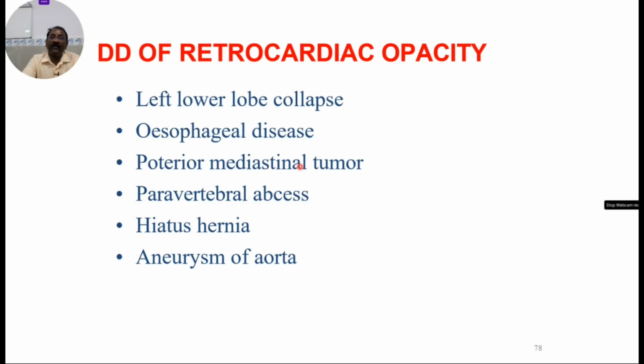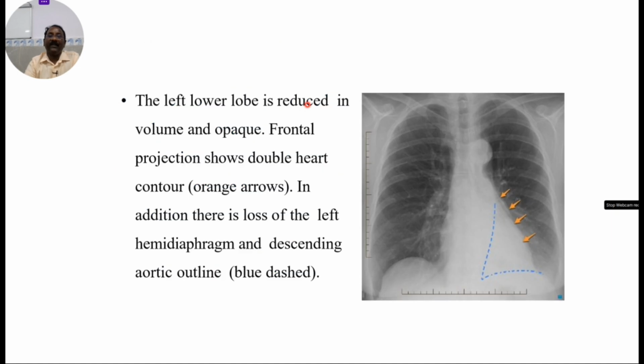So retrocardiac opacities, DDs: left lower lobe collapse, esophageal diseases, posterior mediastinal tumors, paravertebral abscess, hiatus hernia, or aneurysm of the aorta. In aneurysm of the aorta, you can see the aortic line, para-aortic line. In the hiatus hernia, you see the paraspinal or azygos lines. The paravertebral abscess, paraspinal lines. Posterior mediastinal tumors, you see them behind the heart. Esophageal disease, again I told you. Left lower lobe collapse, you can find it. All these DDs of retrocardiac opacities can be seen by a good physician.